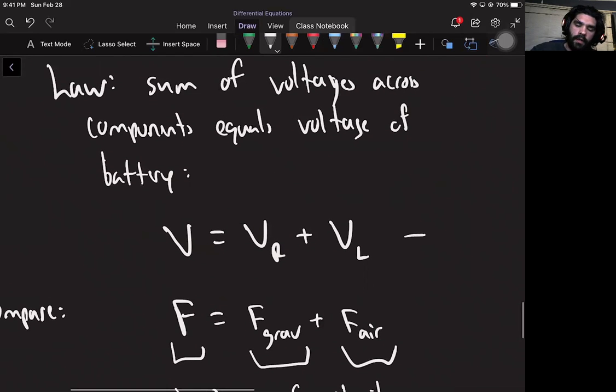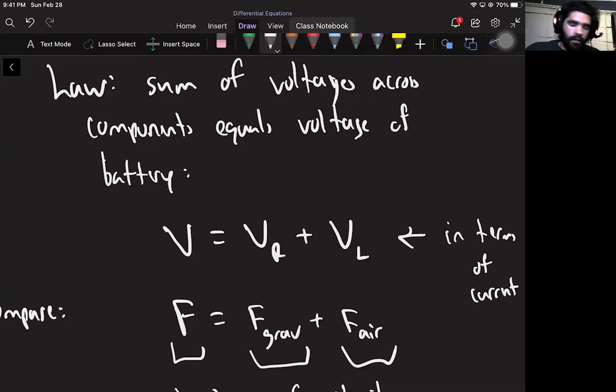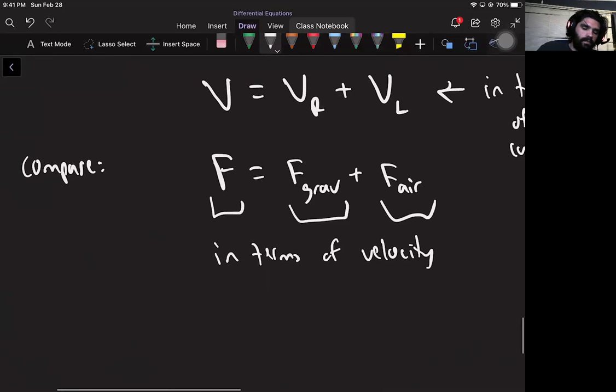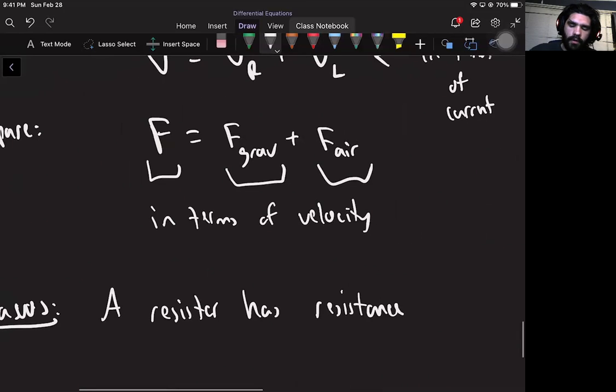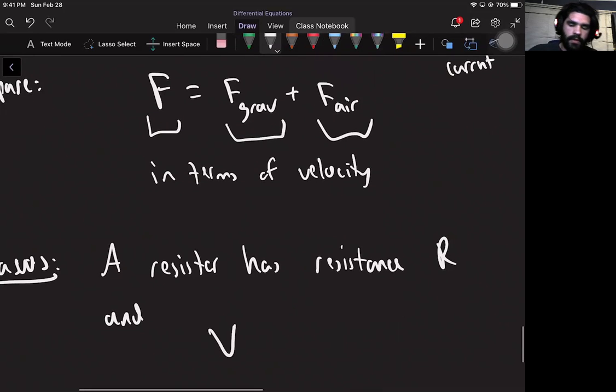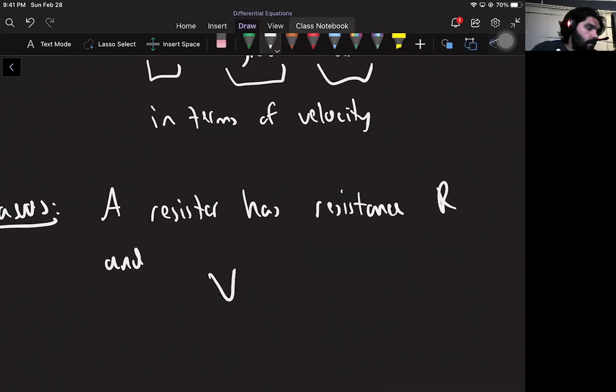Now we're going to bring current into here. So in terms of current. So that's where more laws come in. So a resistor has resistance, it's a property of it called R. And then voltage and resistance and current are all related together by this law. So the voltage across the resistor is equal to the current times the resistance.